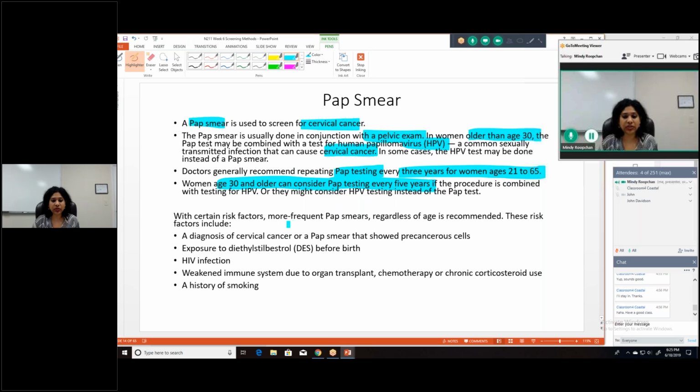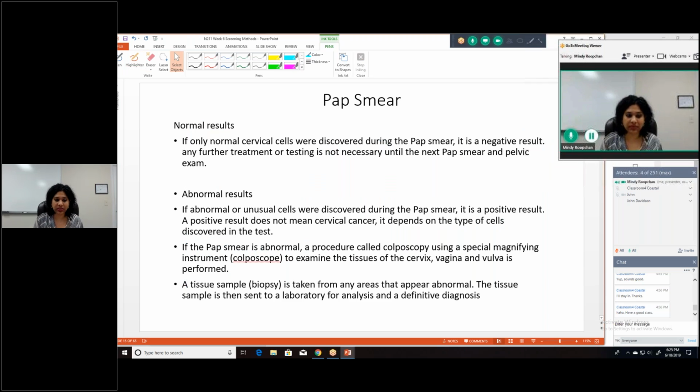With risk factors, more frequent Pap smears, regardless of age, are recommended. These would be a diagnosis of cervical cancer, exposure to DES, diethylstilbestrol, before birth, HIV infection, weakened immune system, a history of smoking. Okay, think of the risk factors.